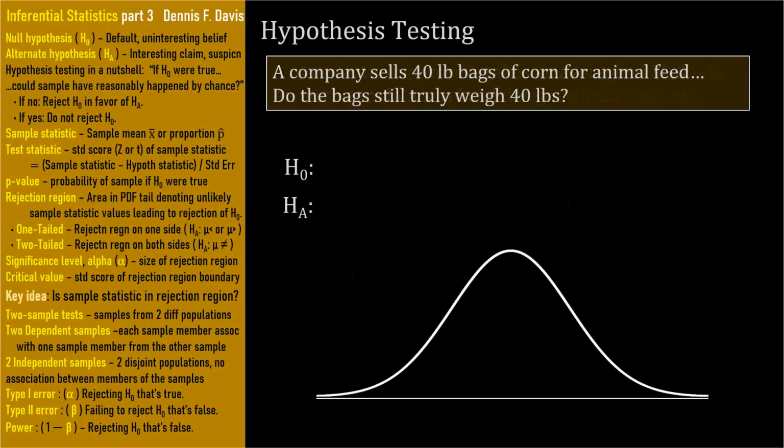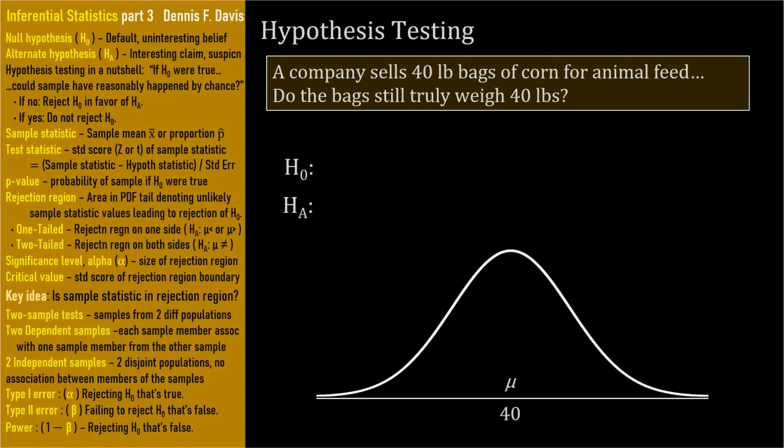Problem 3. We're stating the hypotheses. A company sells 40-pound bags of corn for animal feed. The company president wants to make sure the average weight isn't drifting away from 40 pounds. If the bags are too heavy, the company is wasting money putting in extra corn. If the bags are too light, the customers will complain. Do the bags still truly weigh 40 pounds?